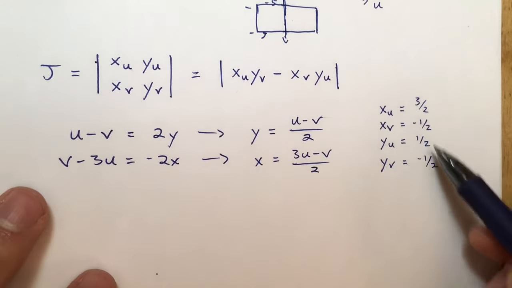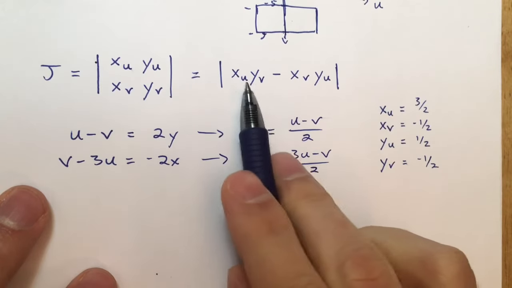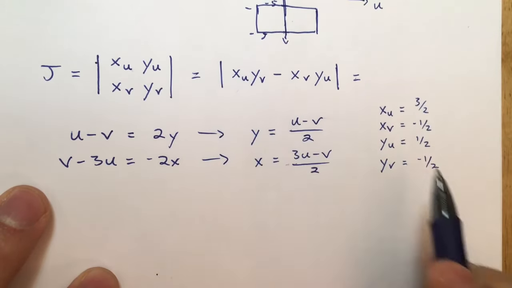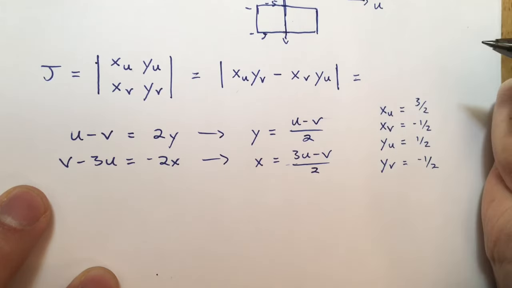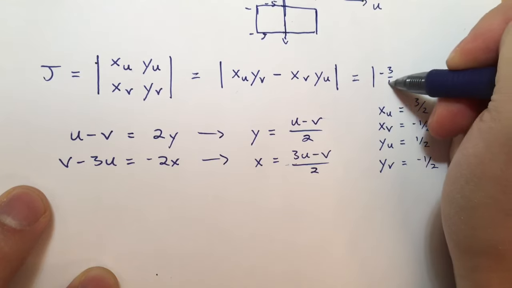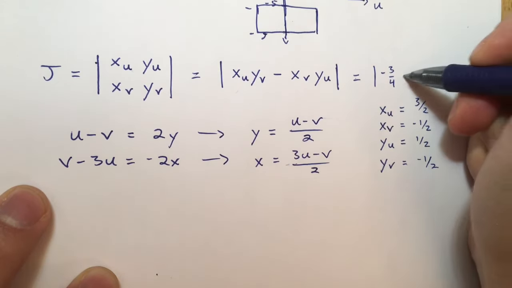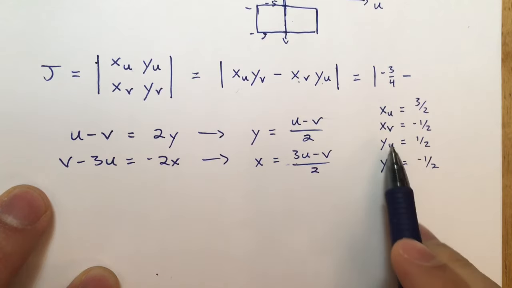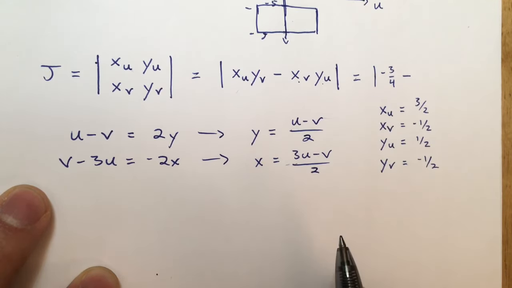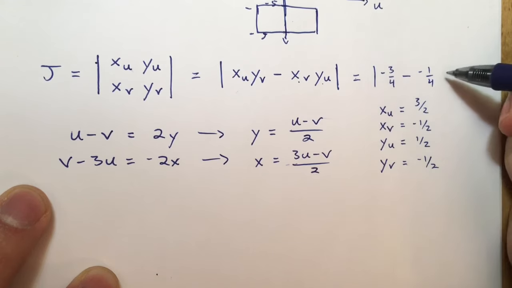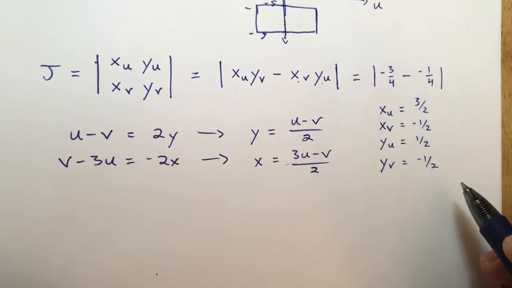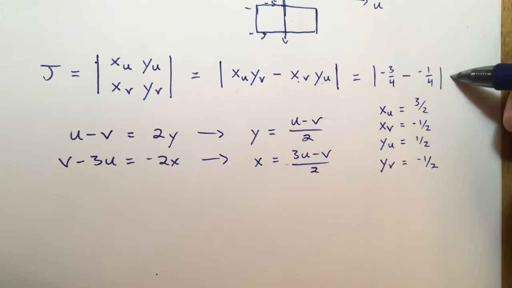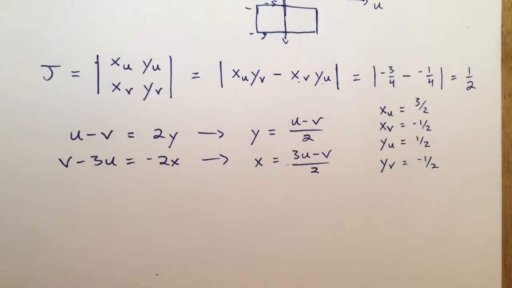All right. So now I can do this up here. Xu yv, well, that's 3 halves times negative 1/2. That's negative 3/4. And then xv yu, that's negative 1/2 times 1/2. That's negative 1/4. Negative 3/4 plus 1/4 is negative 2/4. When I take the absolute value, I get 1/2. So the Jacobian here is just 1/2.